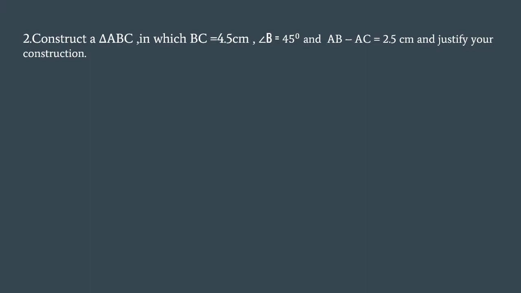Second question. Construct a triangle ABC in which BC is equal to 4.5 centimeters, angle B is equal to 45 degrees and AB minus AC is equal to 2.5 centimeters, and justify your construction. Okay. Now let us construct triangle ABC. First mark BC equal to 4.5 centimeters. Then construct a 45 degrees angle. How will you construct a 45 degrees angle at angle B? So now create 90 degrees, then bisect the 90 degrees angle on line BC.